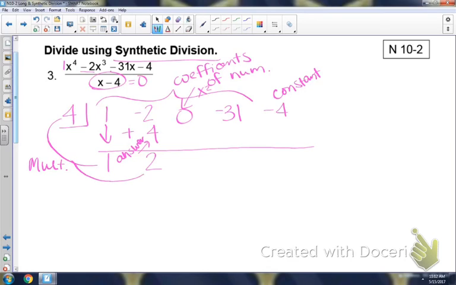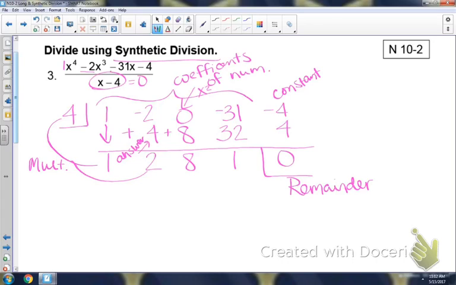Then you'll start over and you'll multiply the 4 times 2. That would give you 8. 0 plus 8 is 8. Then multiply 4 times 8, you get 32. You're adding those to get positive 1. Then 4 times 1, you get 4. And then negative 4 plus 4 is 0. Block off your last number. That will always be your remainder. So we do not have a remainder on this one. If you'd use long division, you should end up with the same answer.